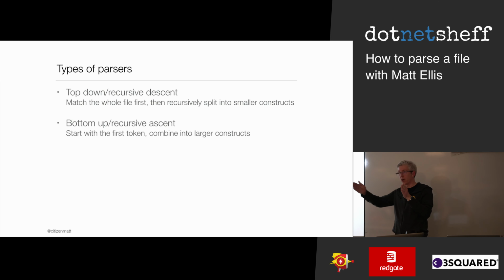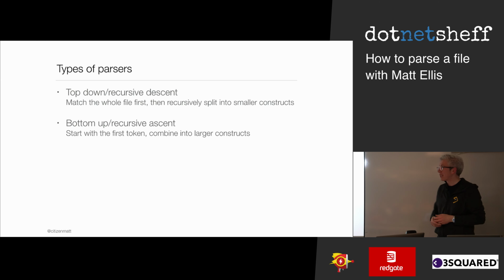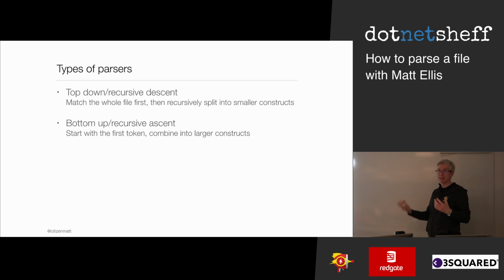So as you go along the stream of tokens, you say, okay, this is going to be a whole file. Right, now I'm going to match this construct, and then I'm going to match this, and so on until it gets smaller. Bottom up is perhaps slightly more unintuitive, because you start with the first token, and then you combine that into larger constructs. So you would match something like, well, I'll come on to that one. It's a little bit harder to explain, and so I'll show it.